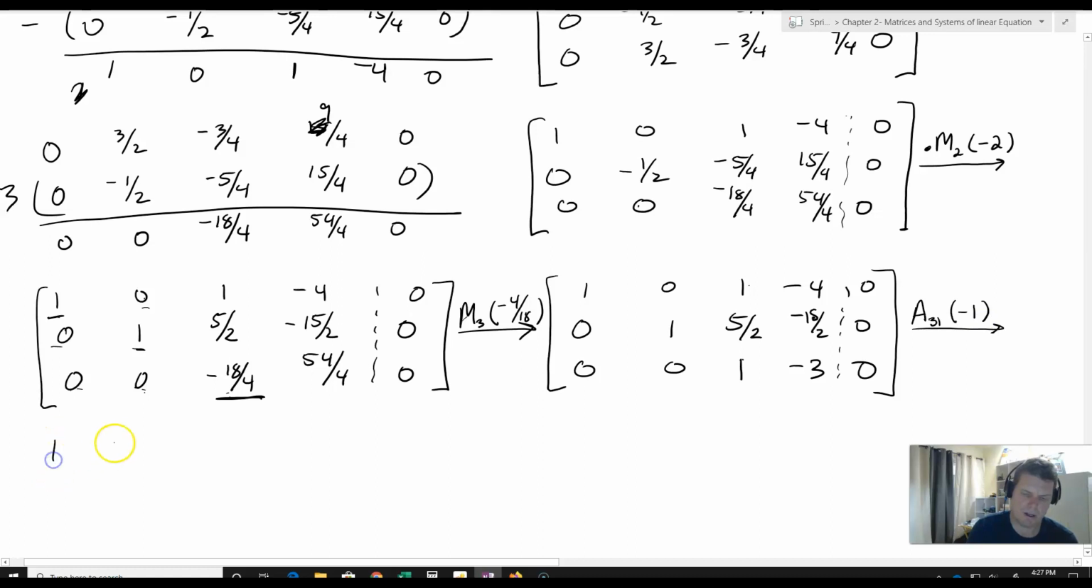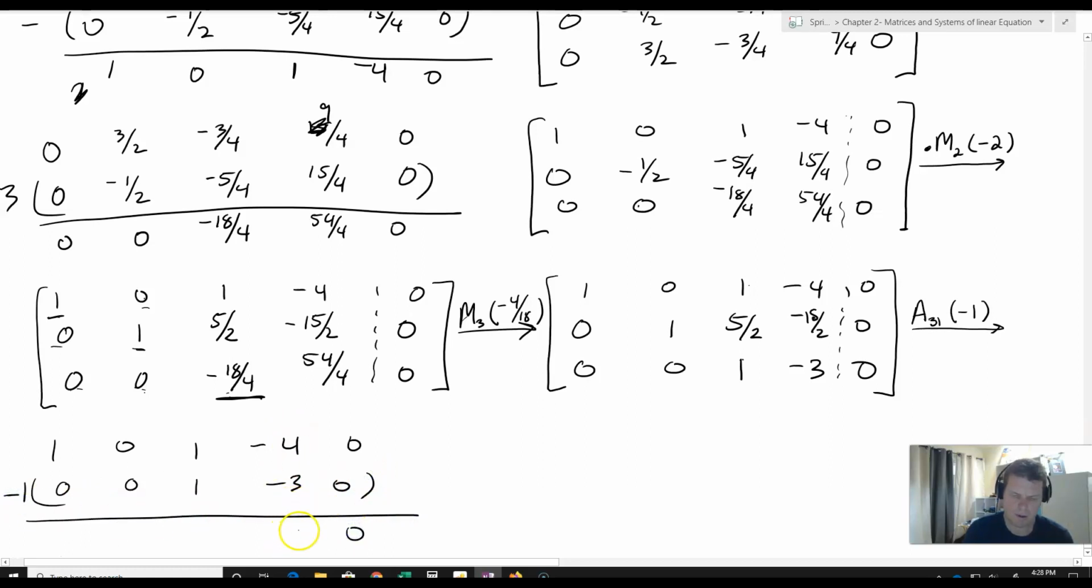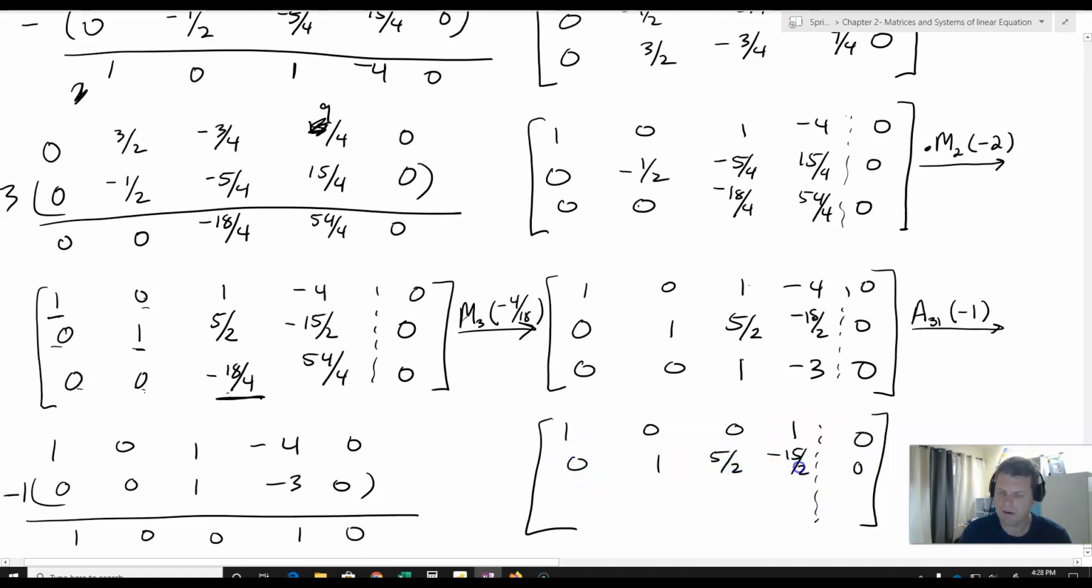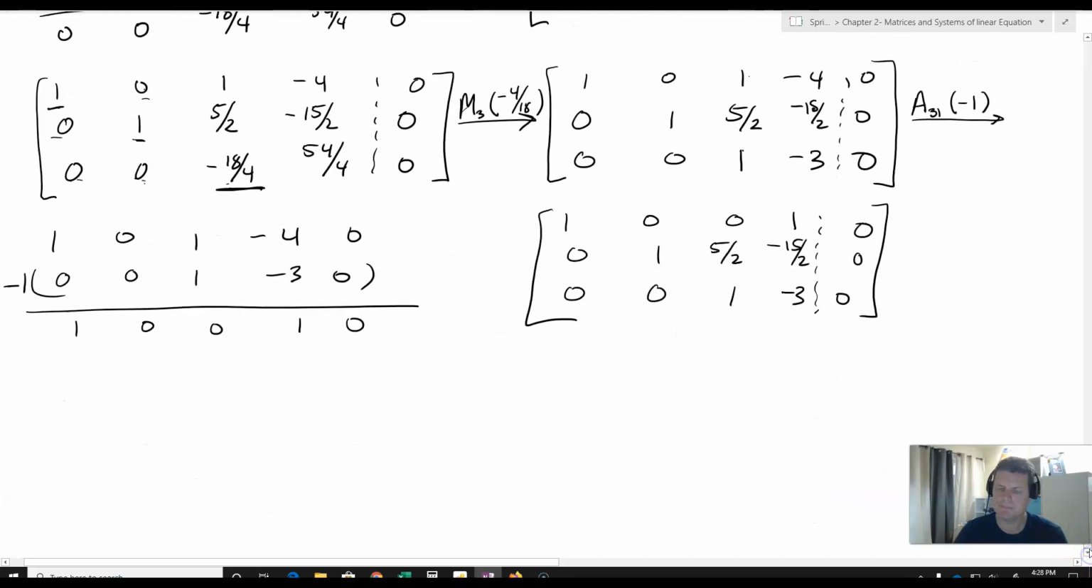So that's going to give me then 1, 0, 1, negative 4, 0, and 0, 0, 1, negative 3, 0. Multiply this one by negative 1, 0, 1, 0, 0, 1. Great. And so my new matrix is going to be 1, 0, 0, 1, 0, 0, 1, 5 halves, negative 15 over 2, 0, 0, 0, 1, negative 3, 0. Okay?